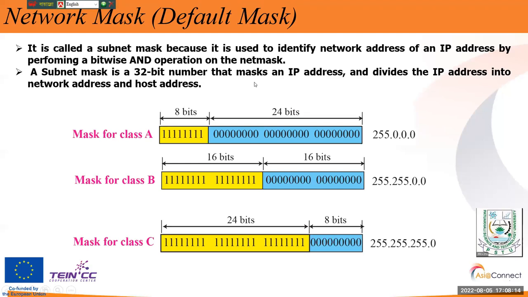So this is called a subnet mask. It is called a subnet mask because it is used to identify the network address of an IP address by performing a bitwise AND operation with the mask. I think we have already discussed how the AND operation is performed. We use the host address and the subnet mask of this class. The subnet mask is a 32-bit number that divides the IP address into the network address and the host address. This is the main responsibility of a network mask.